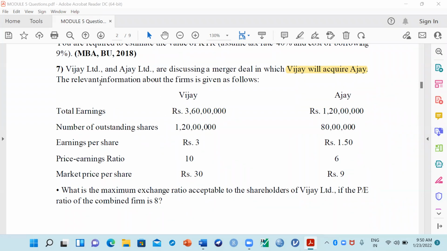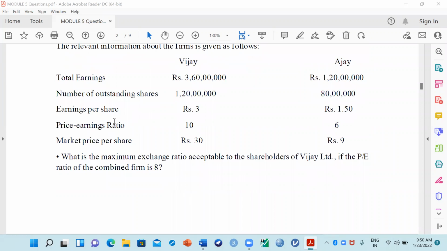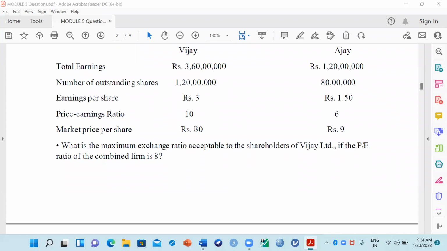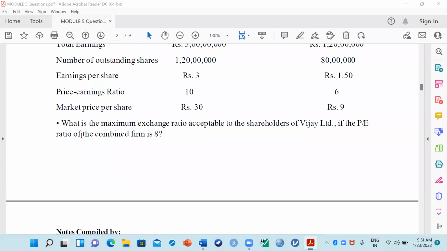Let us see further what information they have given here. The relevant information about the firms is as follows. Vijay and Ajay are the two companies. Total earnings given are 3 crore 60 lakhs and 1 crore 20 lakhs. Number of outstanding shares: 1 crore 20 lakhs of Vijay and 80 lakhs of Ajay. Earning per share is 3 rupees for Vijay and 1.5 rupees for Ajay. PE ratio of Vijay is 10, PE ratio of Ajay is 6. Market price per share of Vijay is 30 rupees and of Ajay is 9 rupees.